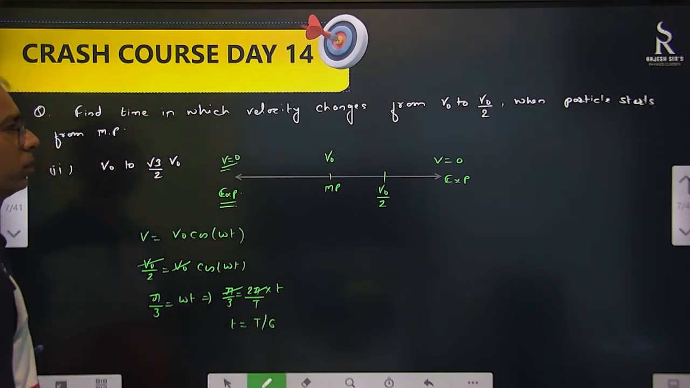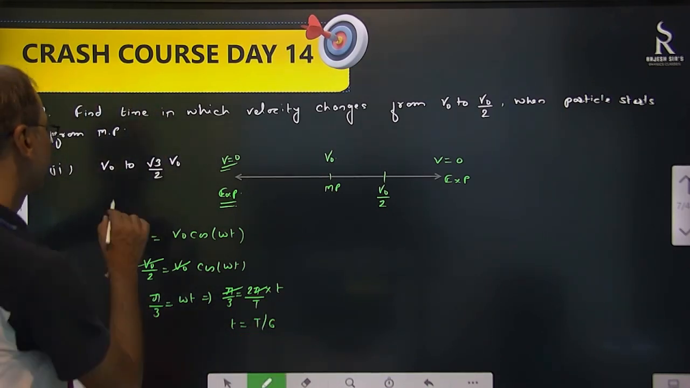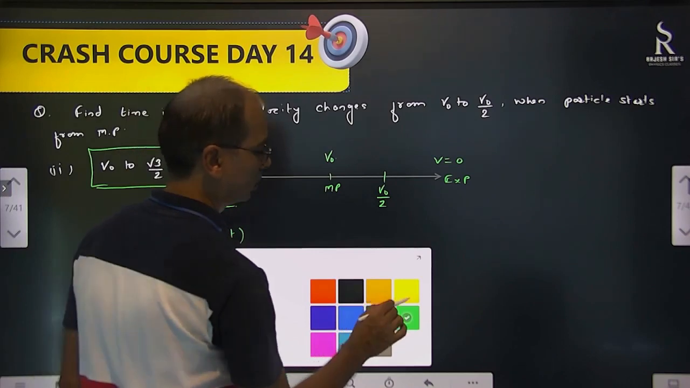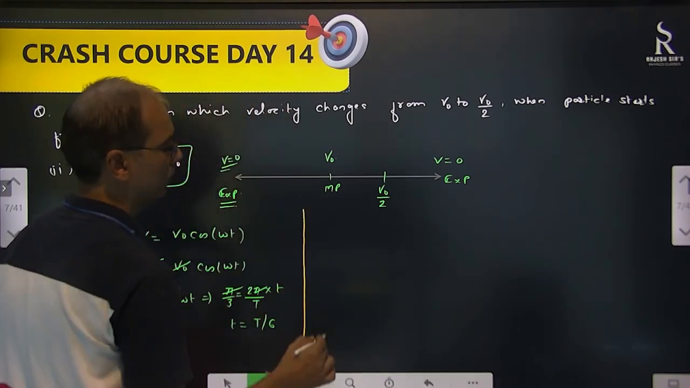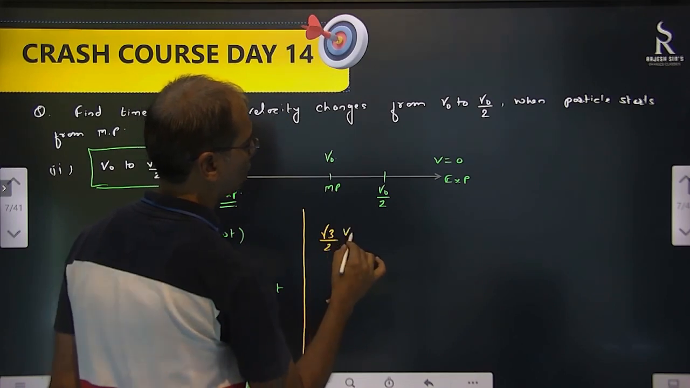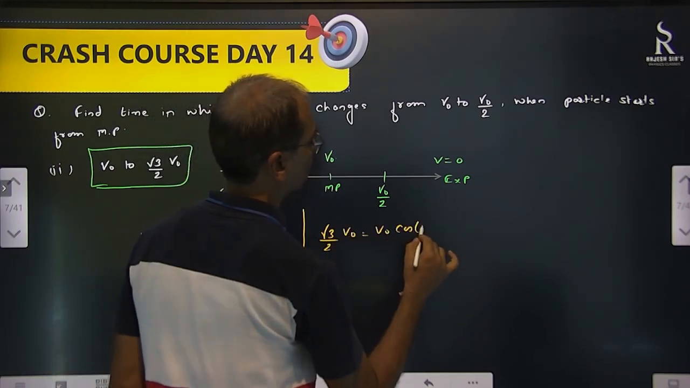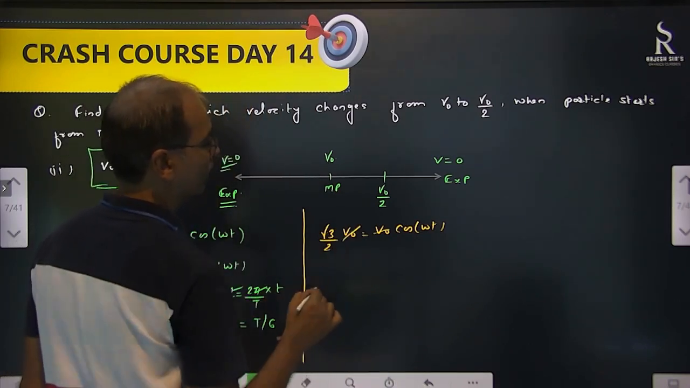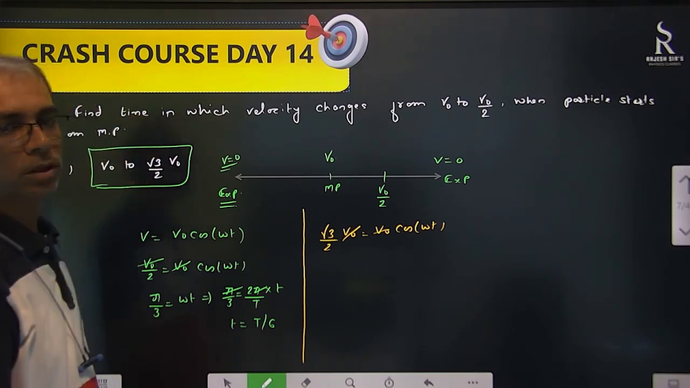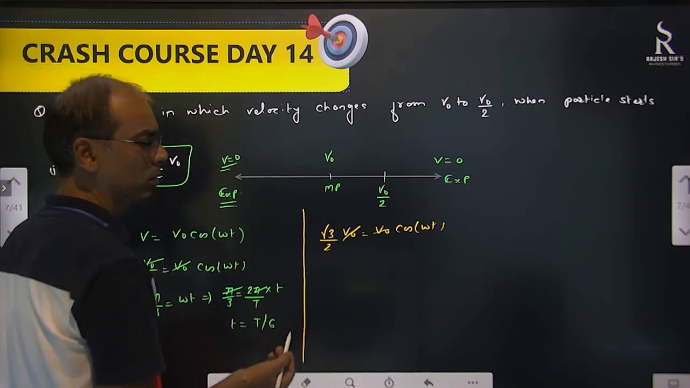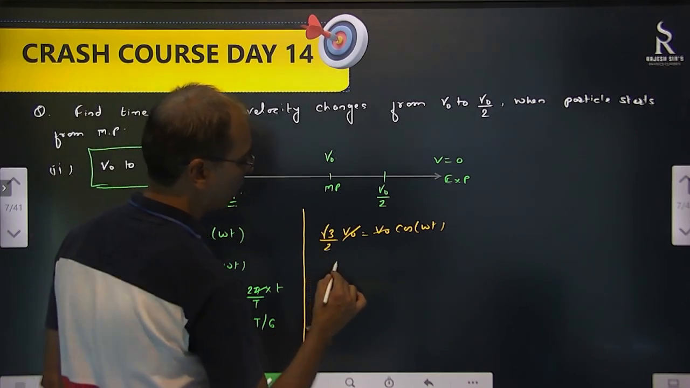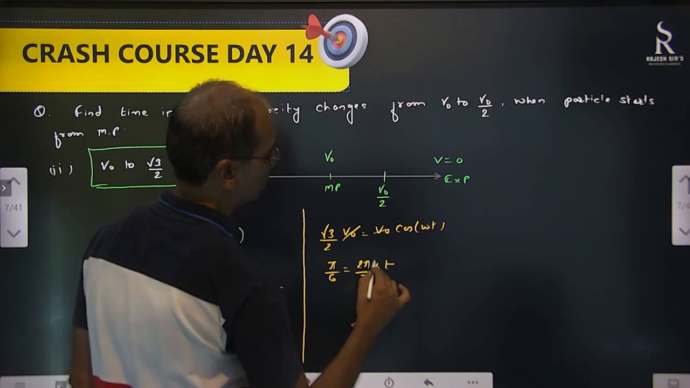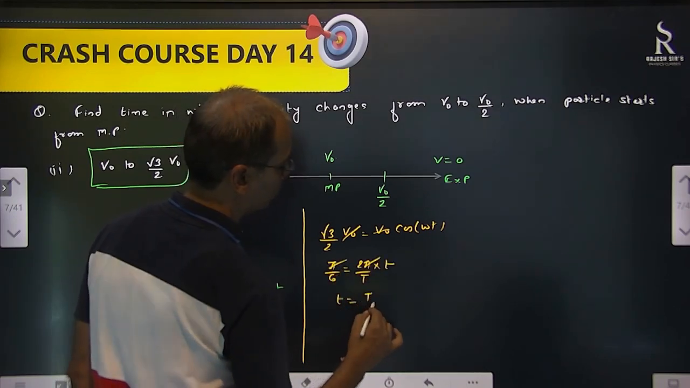First question over. The second one says v naught to root 3 by 2 v naught. So root 3 by 2 v naught equals v naught cos omega t. V naught cancelled. So cos inverse root 3 by 2. Cos inverse root 3 by 2 is what? 30 degrees. Cos 30 is only root 3 by 2. So 30 degrees means pi by 6. Pi by 6 equals 2 pi by T into t. So t equals T by 12.